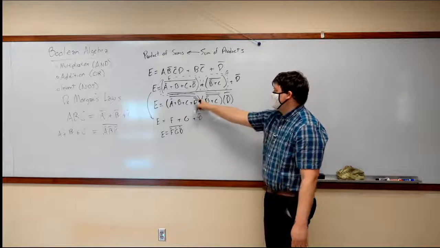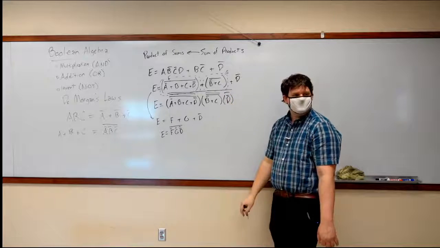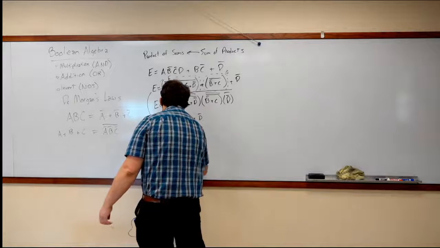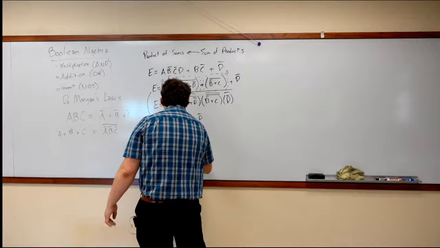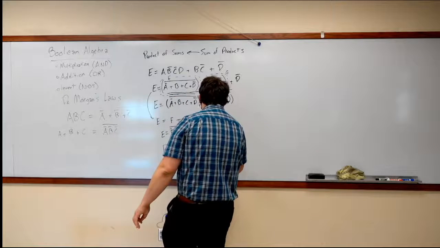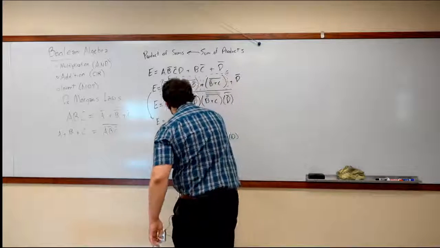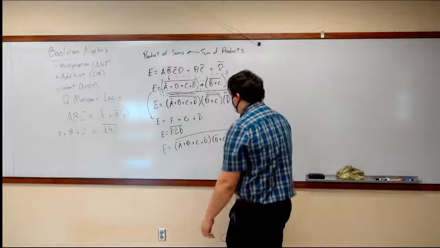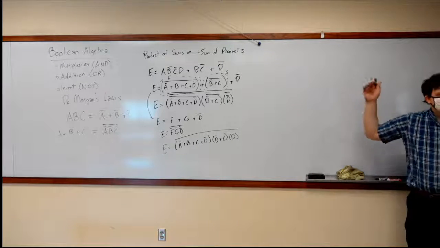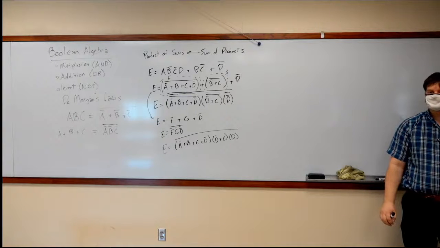Now we can simplify this a little bit because we have not. So what we end up with is E is equal to A naught plus B naught plus B plus C plus D naught, times B naught plus C, times D naught. And that is our product of sums.